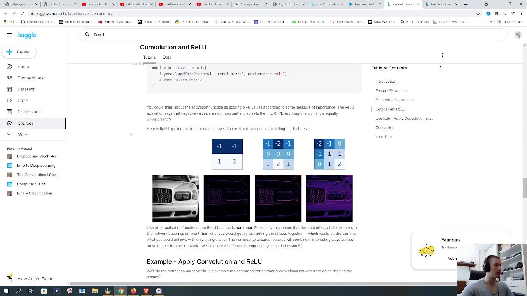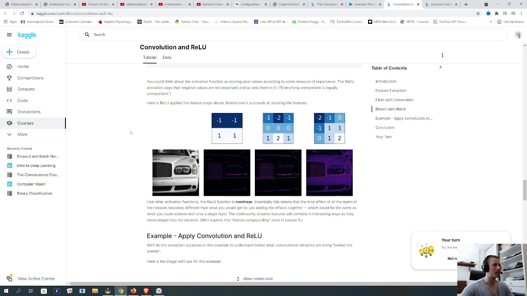So define it in the same line. You could think about the activation function as scoring pixel values according to some measure of importance. ReLU activation says that negative values are not important, and so sets them to 0. Everything unimportant is equally unimportant. Here's ReLU applied to the feature maps above. Notice how it succeeds at isolating the features.